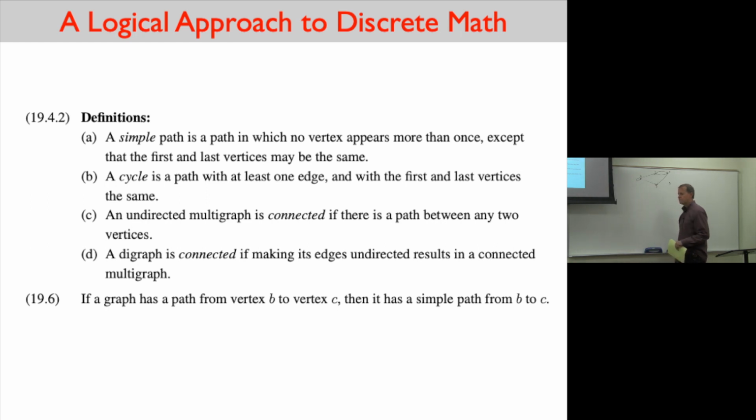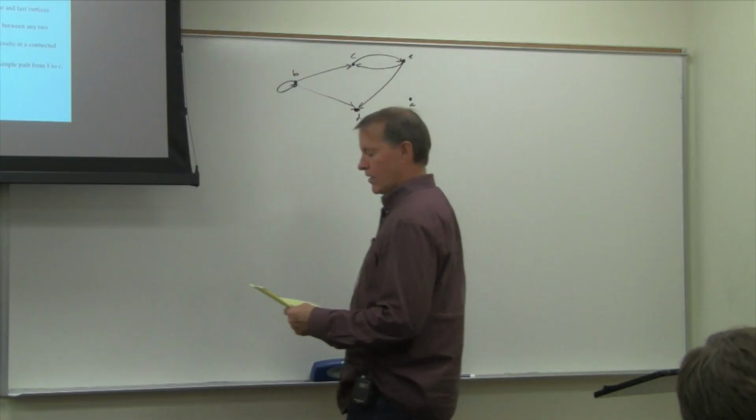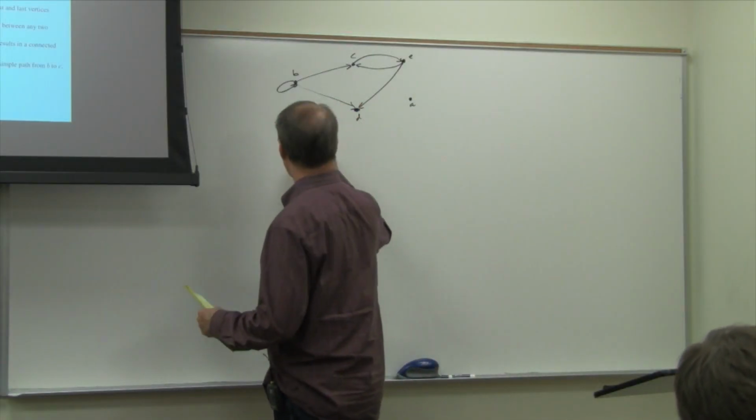I have a question about cycle though. A cycle is a path with at least one edge. Are there ever paths without an edge? Well, yeah, it's the empty path, the empty case. It would just be a vertex. So we don't want to count that as a cycle. All right.